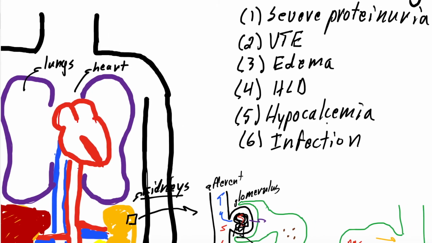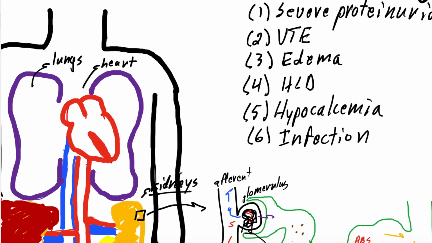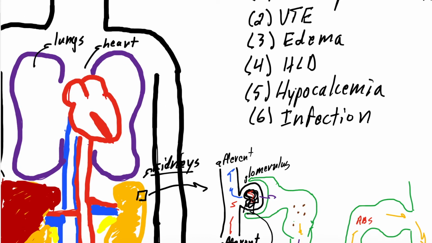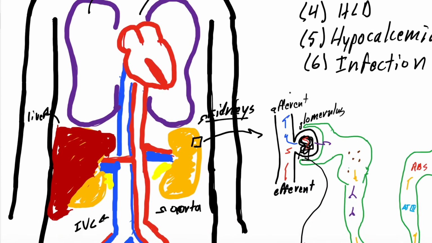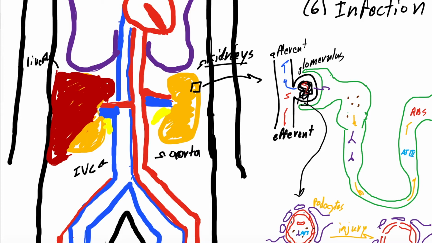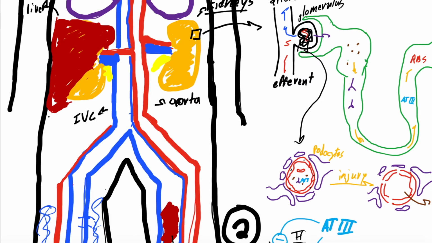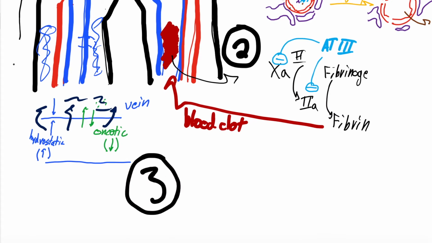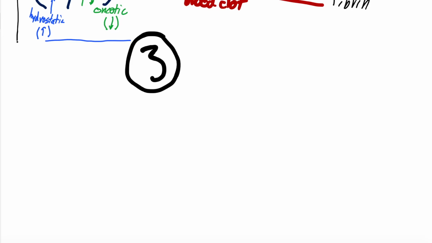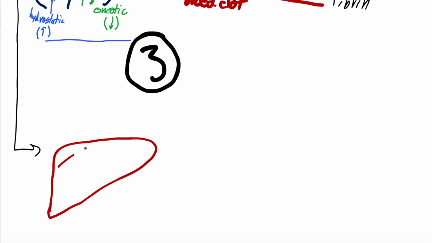All right, what do we have for 4 then? Hyperlipidemia. Why the heck should you get high cholesterol in nephrotic syndrome? Well, to understand that, we have to talk about the liver. And we drew the liver here. So we're going to take this and we're going to take it way down to the bottom here. And then we're going to just redraw the liver. All right. So here's our liver, right?